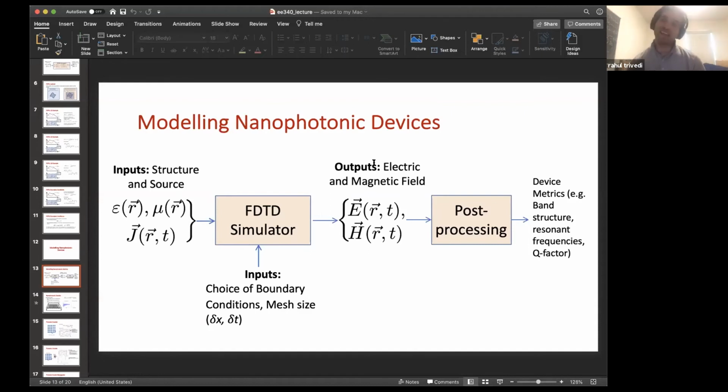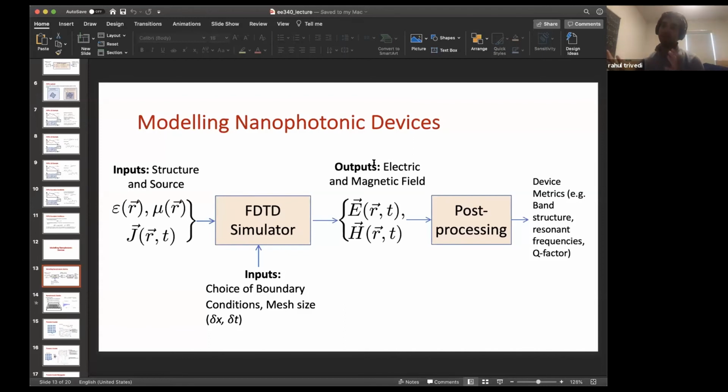But you're not really interested in this electric and magnetic field as a function of space and time. What you're interested in, in most cases, is to extract some useful metric from these simulations, right? So you want to extract something that says something about your device. If you have a resonator, you want to extract the quality factor and electric field mode. If you have a photonic crystal, you want to extract a band structure, as an example, or if you have a waveguide, you want to extract the band structure of the waveguide.